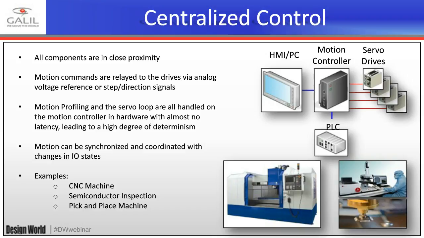Motion commands are relayed to the drives via analog voltage reference, as we referenced before. And motion profiling and the servo loop are all handled on the motion controller and hardware. As we mentioned before, the only latency is due to how fast the electrons can move around, which is pretty fast. So with that, you get a high degree of determinism. And because of that, motion can be synchronized and coordinated with changes in I/O states very quickly. So, you know, we're talking nanoseconds. So as soon as an I/O toggles, the controller can take appropriate action based on that hardware change.